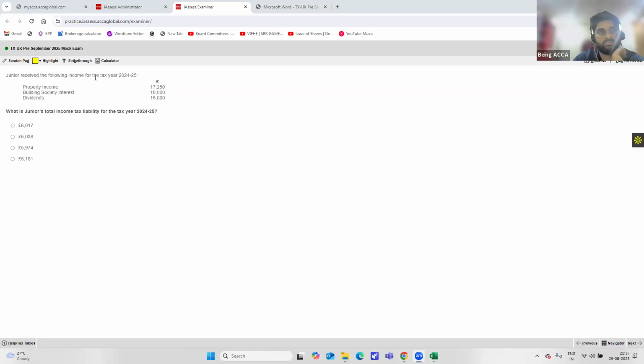Junior received the following income for the tax year 24-25. The property income is 17,250, building society interest is 18,000, and the dividends are 16,000. What is Junior's total income tax liability for the tax year 24-25?